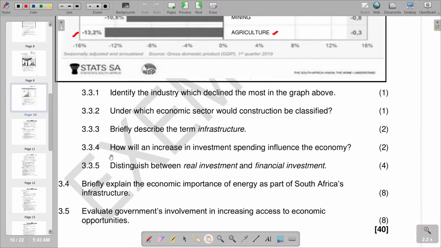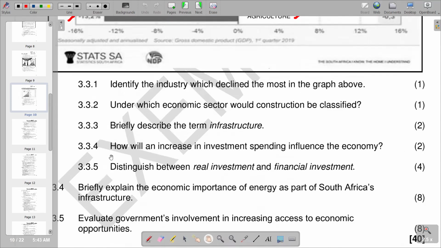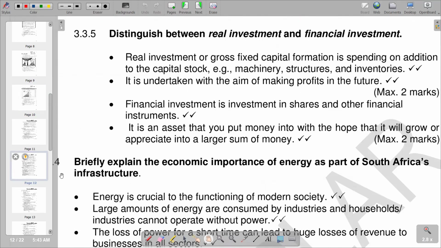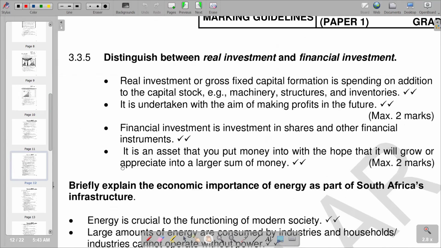3.3.5, we distinguish between reinvestment and financial investment. So with that, we can see what we have between reinvestment and financial investment, whereby reinvestment or gross fixed capital formation is spending on addition to the capital stock, for example, machinery, structures and inventories. And then our second point is that it is undertaken with the aim of making profits in the future. That is the reinvestment.